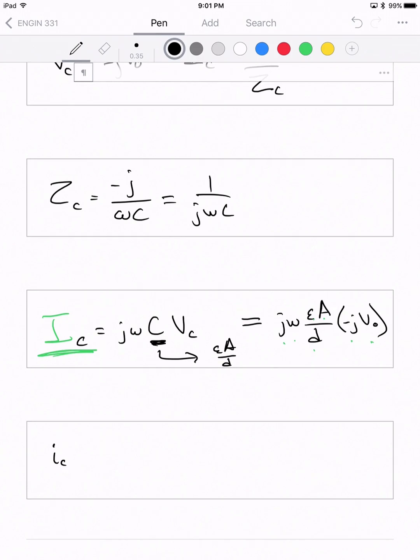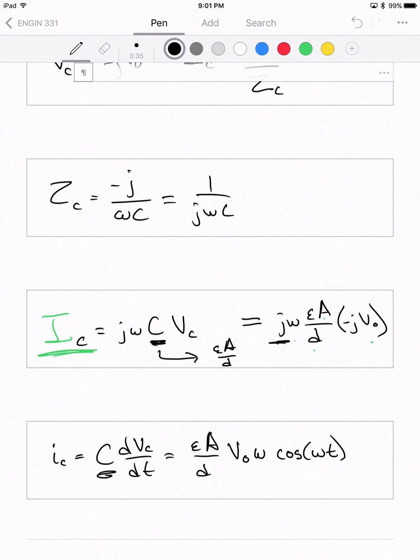If we wanted to get the conduction current in the time domain, we could do that too. Conduction current is just going to be C dV/dt, and here what we're doing is V_C. So the capacitance again is epsilon A over d, and the time derivative of V_C is going to be V naught omega cosine of omega t. You can see that we came out with a cosine when we worked in phasor form as well, because we've got a j multiplied by a minus j, and that's just going to give us positive 1.